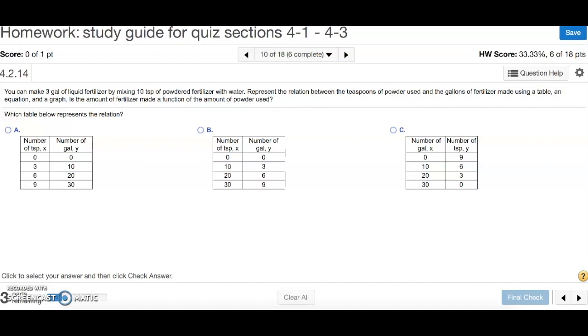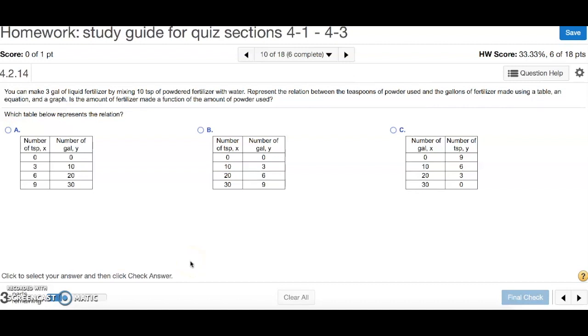10. You can make 3 gallons of liquid fertilizer by mixing 10 teaspoons of powdered fertilizer with water. Represent the relation between the teaspoons of powder used and the gallons of fertilizer made using a table, an equation, and a graph. Is the amount of fertilizer made a function of the amount of powder used?